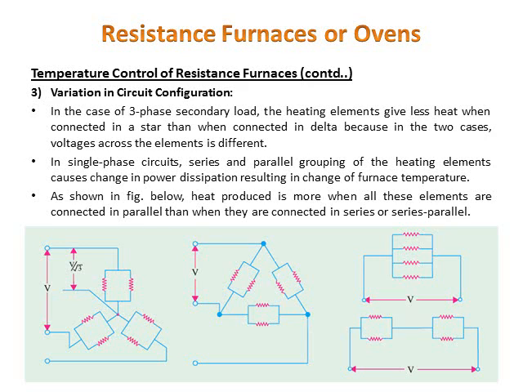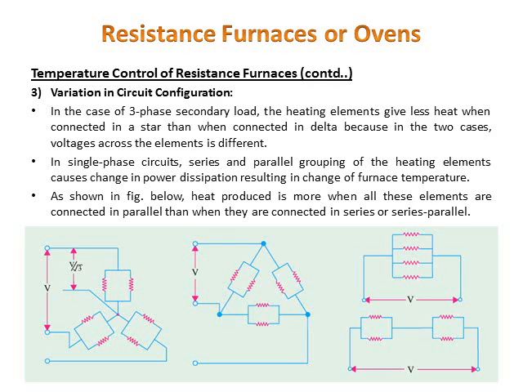So the third method is the variation in the circuit configuration. In the case of three-phase secondary load, the heating elements give less heat when connected in star than when connected in delta, because in the two cases the voltage across the elements is different. In single phase circuit, series and parallel grouping of the heating elements causes a change in power dissipation, resulting in the change in furnace temperature.